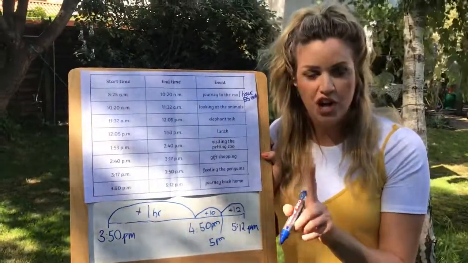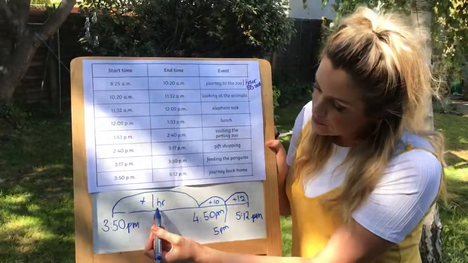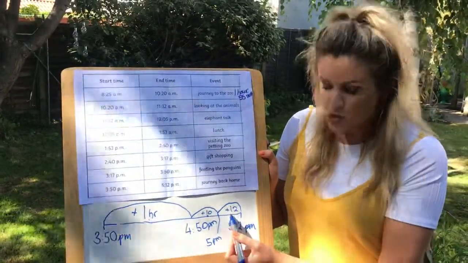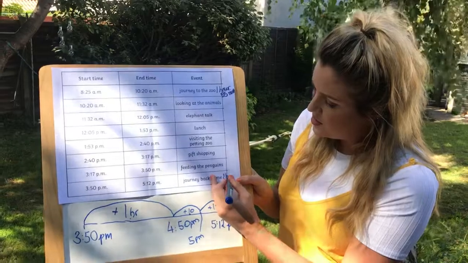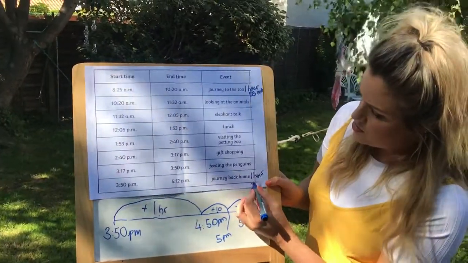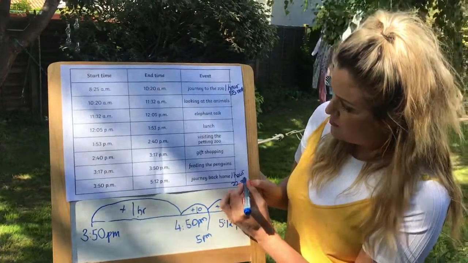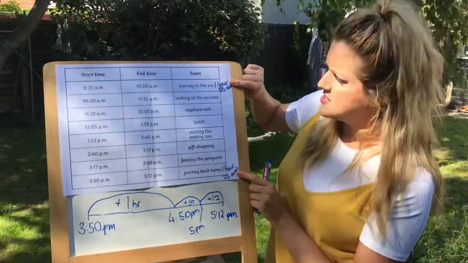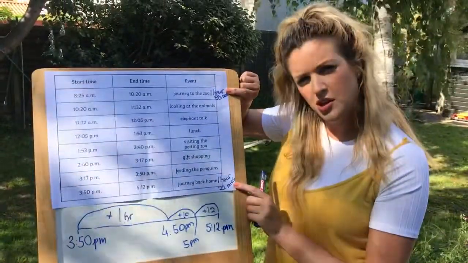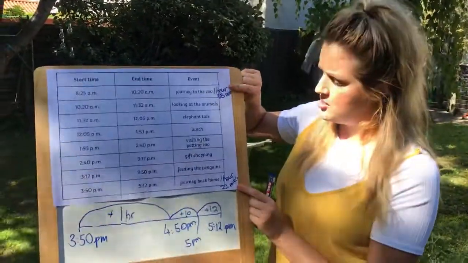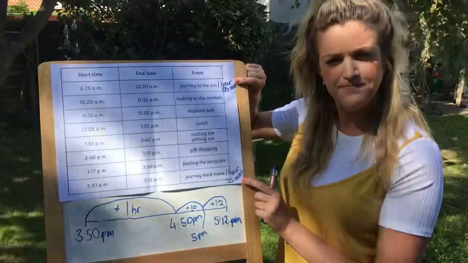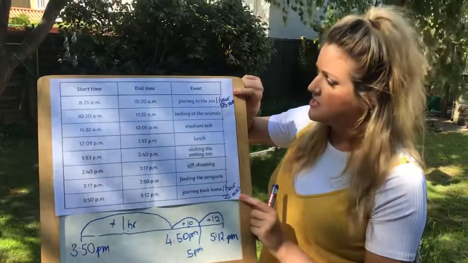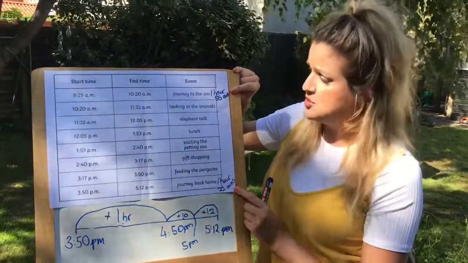Then remember, I'm not finished yet. I've got to add them up. 1 hour, add 10 minutes is 1 hour 10 minutes. Add 12 minutes is 1 hour 22 minutes. Ooh. What does that suggest about the journey to the zoo? Much longer, like half an hour longer. I wonder why. Maybe it was traffic, maybe somebody needed to stop off and get petrol, maybe somebody had to have an emergency toilet stop.